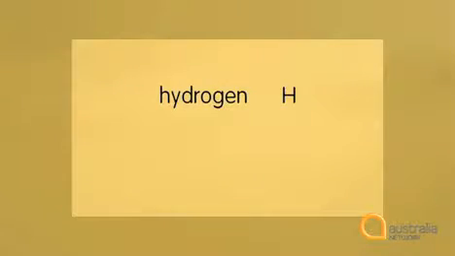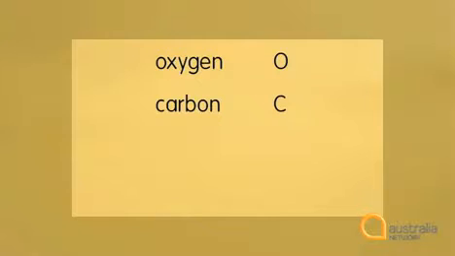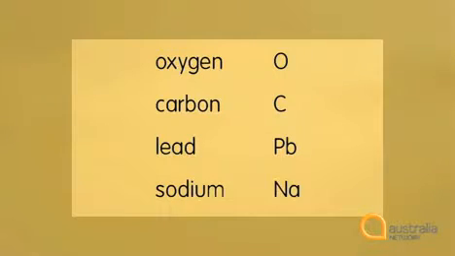Hydrogen is H, but helium is He. Notice that with abbreviations of elements, the first letter is always a capital and the others are always small. See if you can guess these ones. Oxygen, that's O, and carbon is C. But they're not always that easy. Lead is Pb, and sodium is Na.